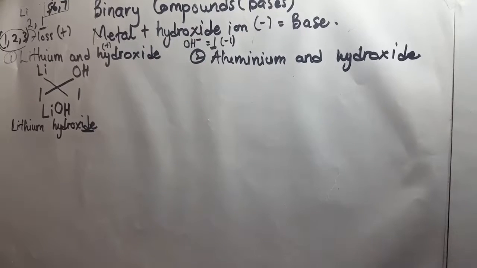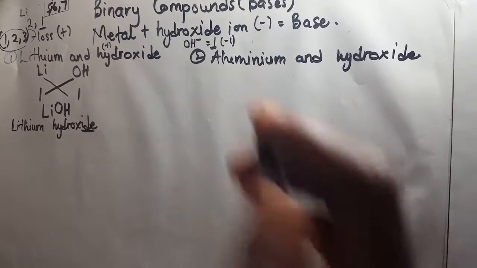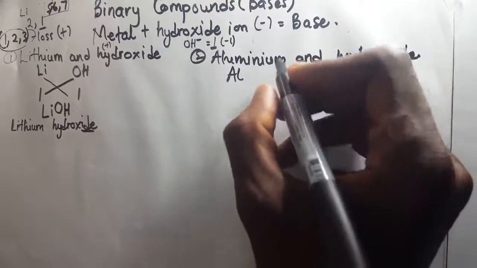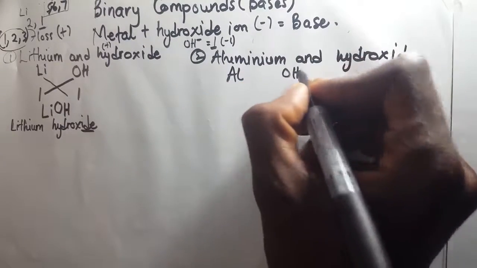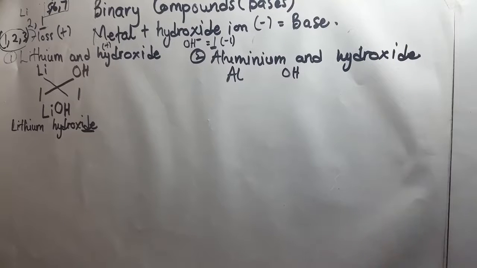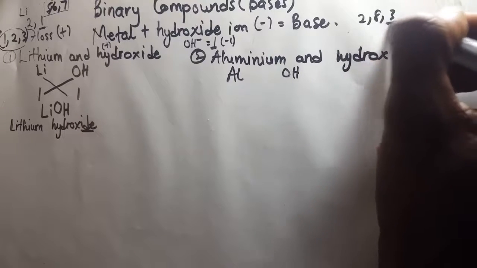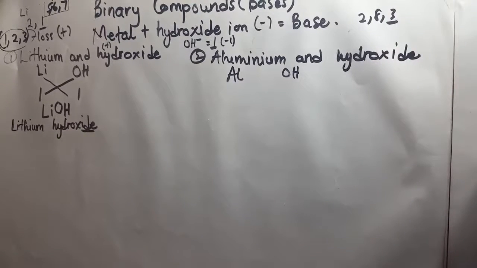So let's look at aluminium over here as well. Aluminium, the symbol is Al. Hydroxide, OH. Now, how do we determine the valency of aluminium? Aluminium is the 13th element, so 2, 8, and then 3: 3 electrons on the outermost shell. So aluminium is going to lose 3, meaning it's going to have a valency of 3.